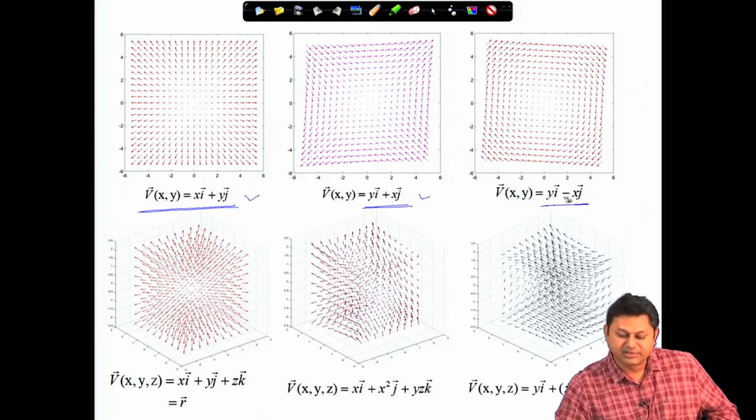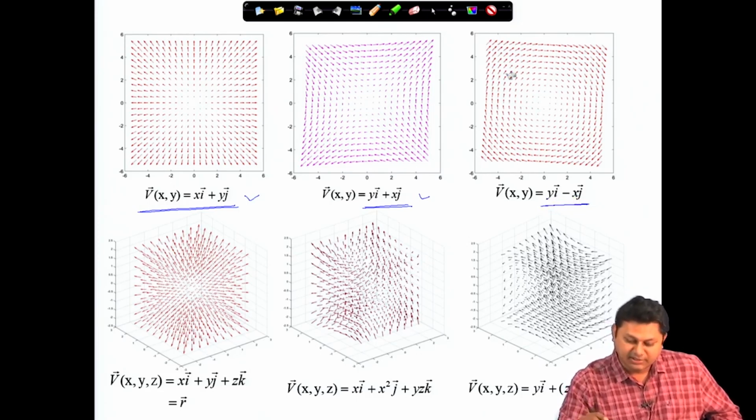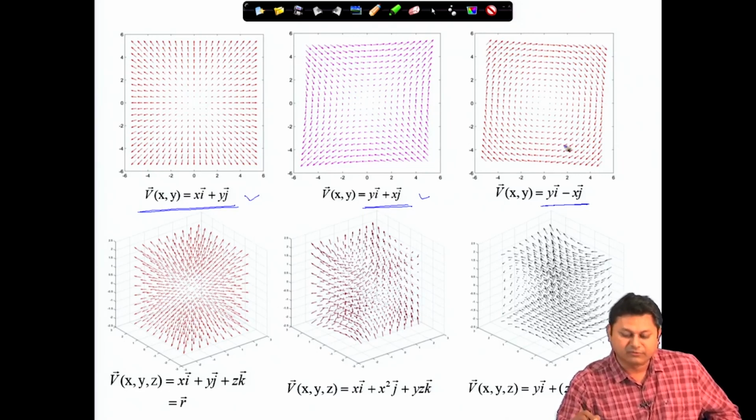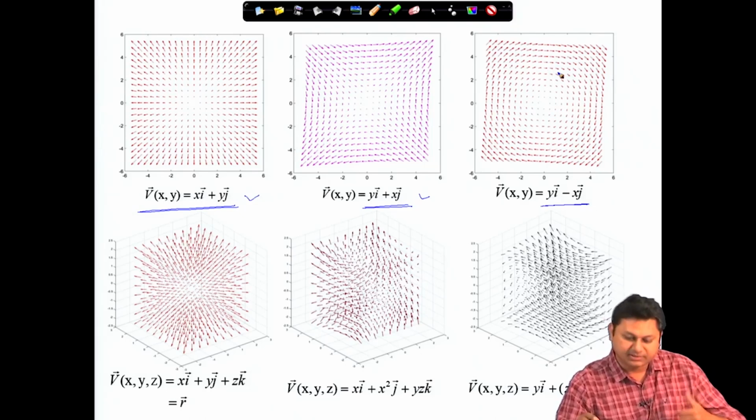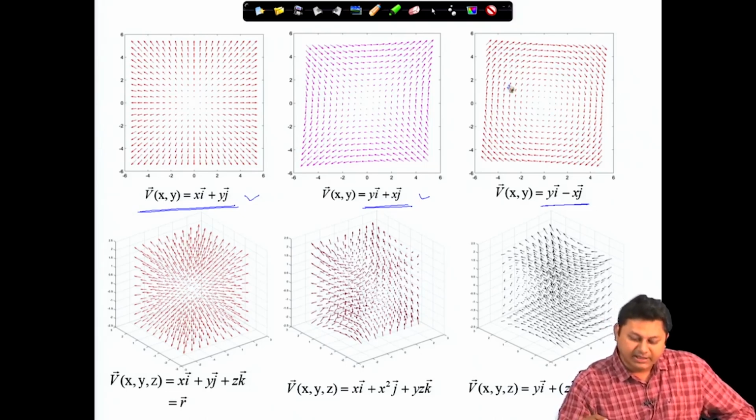This is not a constant, but still it is not diverging, rather you can see that there is some sort of rotation going on. A very interesting thing we will find later, that another operator, curl, is there. If you want to find out how curly a vector field is, or how spiral a vector field is, then this value will be coming non-zero.